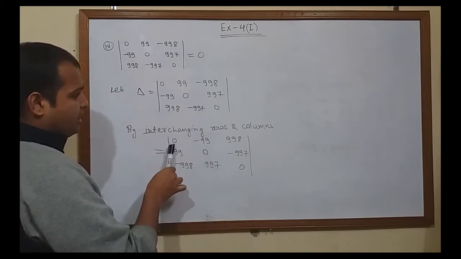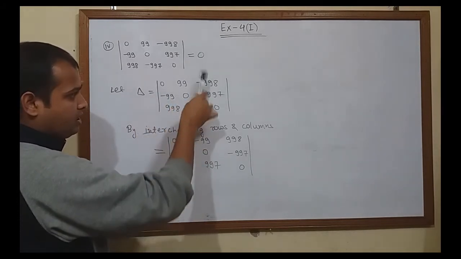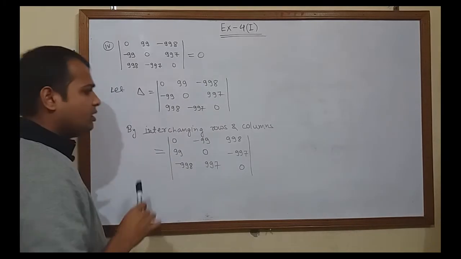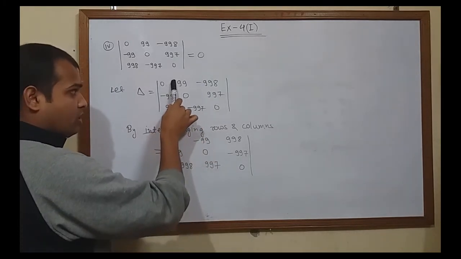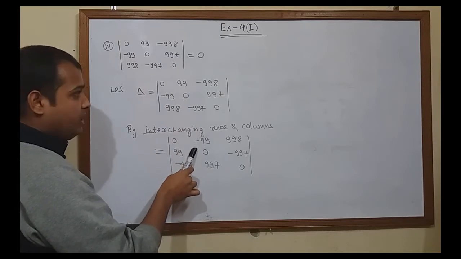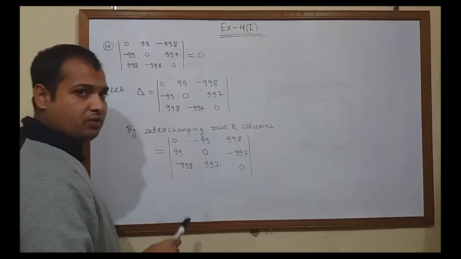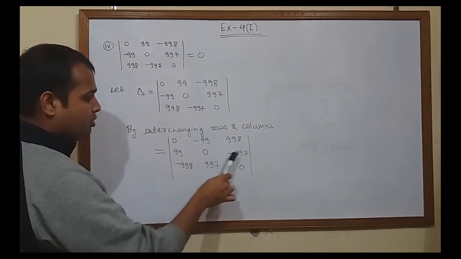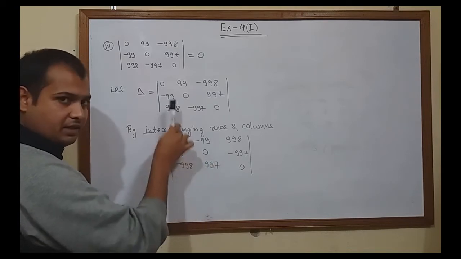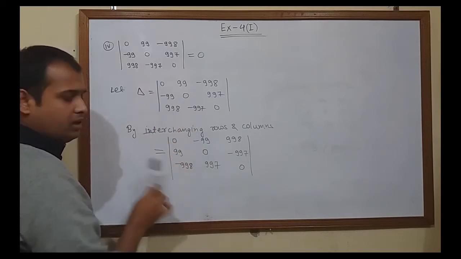Numerically you are getting the same thing in the first row as what you had over here: 0, 0, 99, 99, 998, 998. The only thing is that here it was positive, so here it has become negative. Here it was negative, so here it has become positive. The same applies for the second row and the third row. You can see these elements are numerically the same, they have changed only in sign.